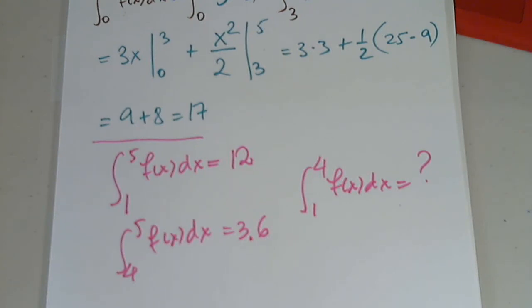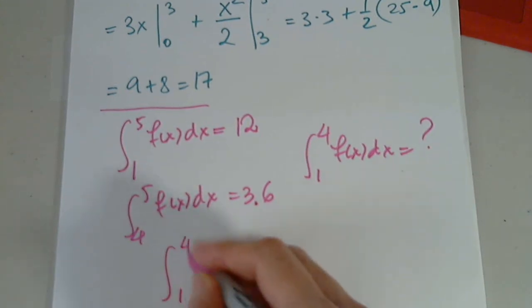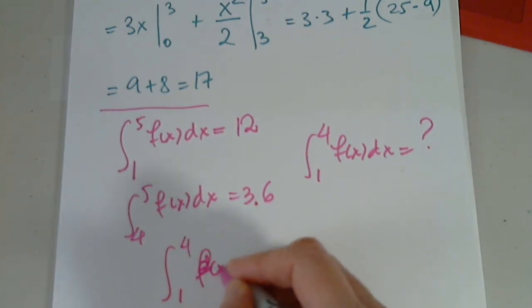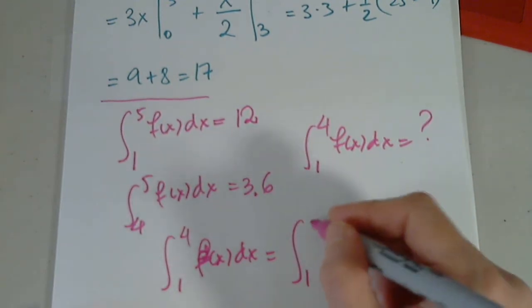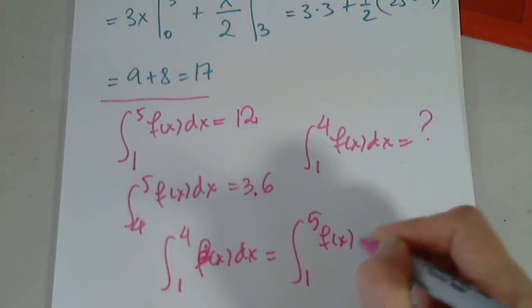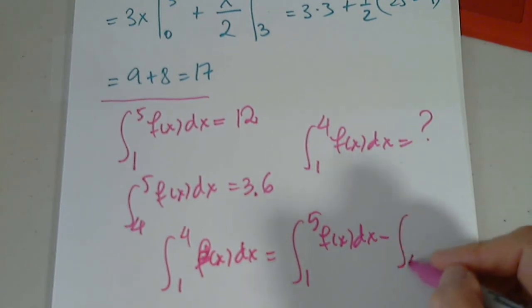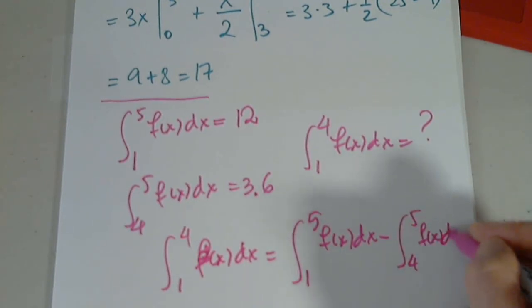Would it not just be the opposite of the integral addition rule, where we just subtract these two values from each other? Because we have from 1 to 5, and we have from 4 to 5. So from 1 to 4 will be the difference. Exactly. That's exactly it. So the integral from 1 to 4 of f of x dx will equal the integral from 1 through 5 of f of x dx minus the integral from 4 to 5 of f of x dx.